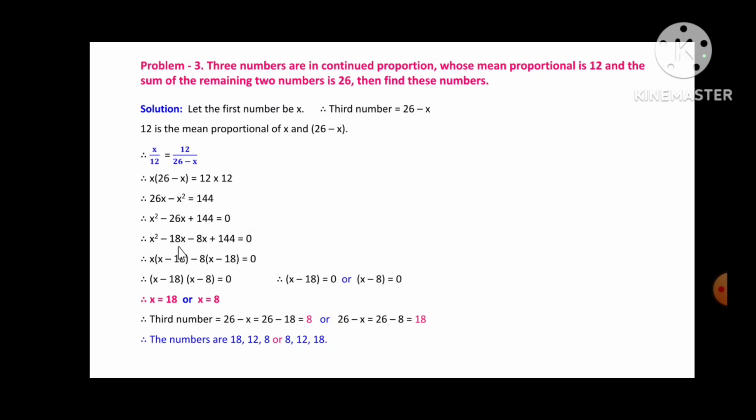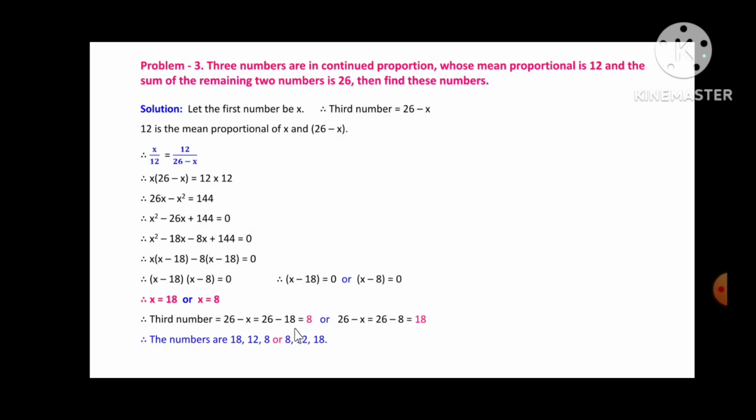Among the first two terms, x square minus 18x, x is taken out. In the bracket we can write x minus 18. For the third and the fourth term, minus 8 is taken common. So in the bracket it will be x minus 18. Among these, x minus 8 is taken out, and in the other bracket there will be x minus 18, equal to 0. As the product of the two terms is 0, here x minus 8 is equal to 0 or x minus 18 is equal to 0. Therefore we will get x is equal to 18 or x is equal to 8.